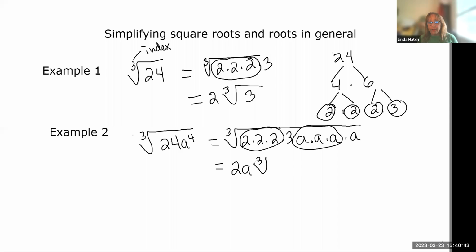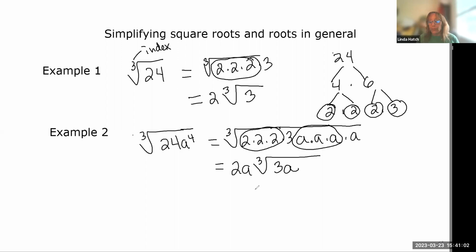They're going out of the house. They are going together to hang out. And then who's going to be left at home? Well, 3 does not have a buddy, and the a does not have a buddy. They stay home. Okay.